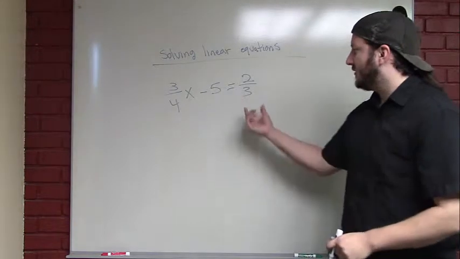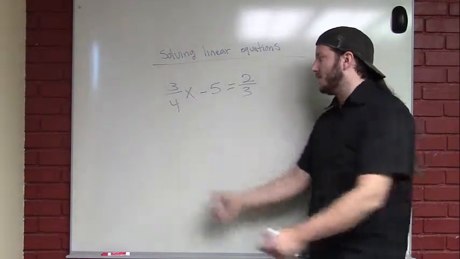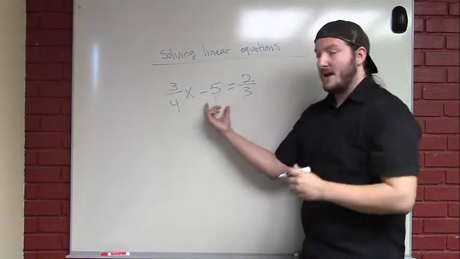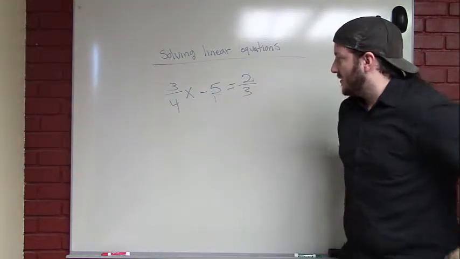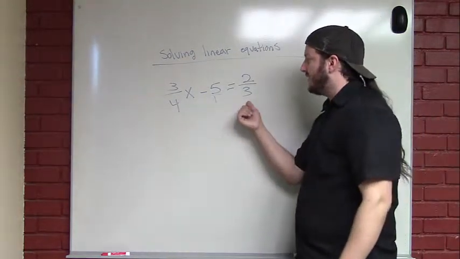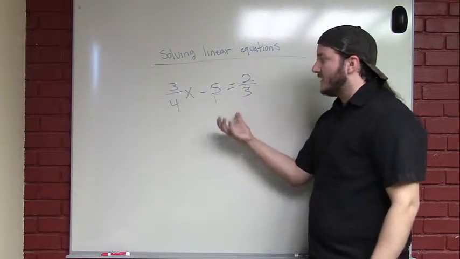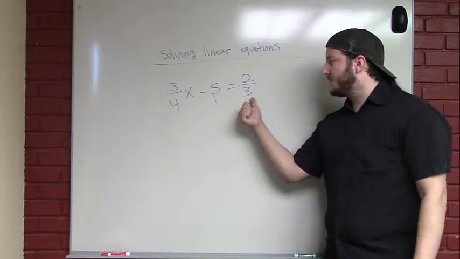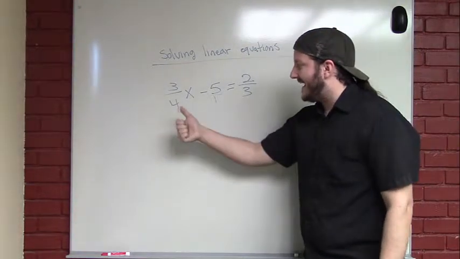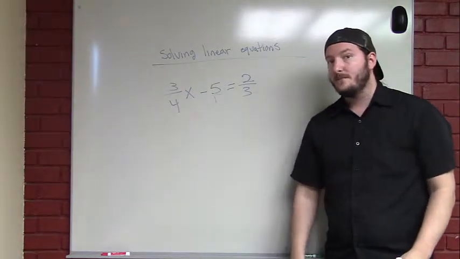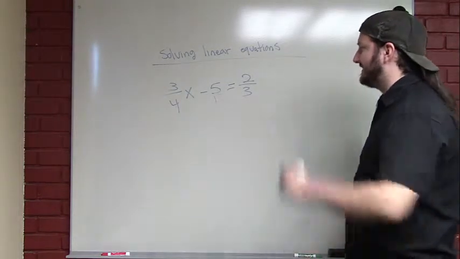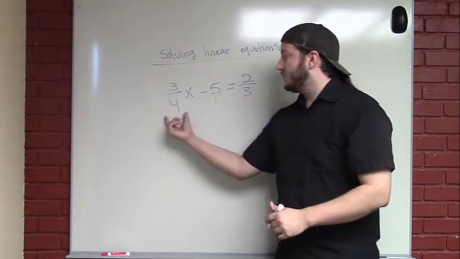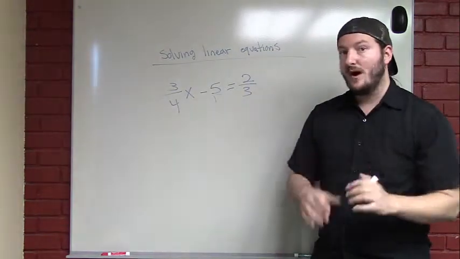So the first thing you want to look at is you want to look at all the bottoms here. Now this negative 5, it's really like divided by like an imaginary 1, okay? With that being said, you got to find what's called the common denominator, okay? What's the smallest number that a 3, a 1, and a 4 can go into, okay? In this case, it's going to be 12. So your common denominator between all these guys would be 12, okay?